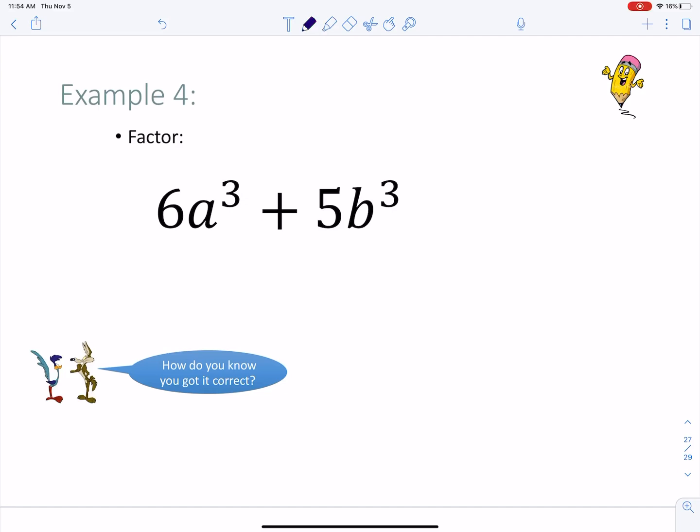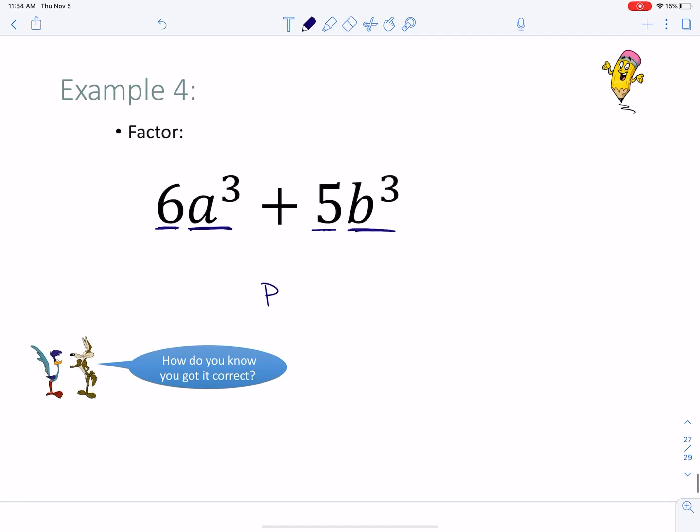Okay, starting with my numbers. 6 and 5 don't have anything in common. And a cubed and b cubed, they're two different variables. They don't have anything in common. If I don't have anything in common besides 1, this is prime. So we answer it by saying prime. We don't leave a blank. We actually answer that one.